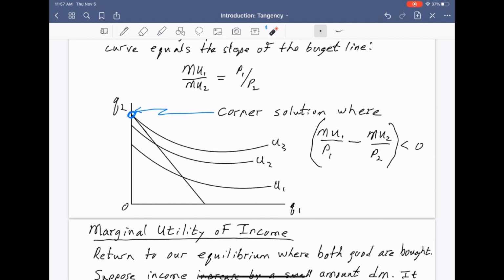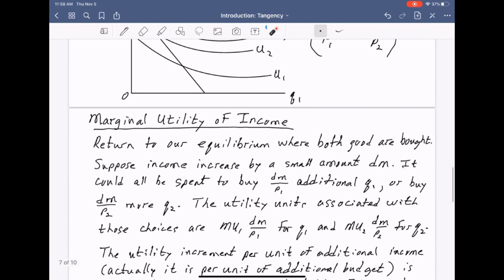So we can get a corner solution if the marginal utility of 1 over the price of 1 minus the marginal utility of 2 over the price of 2 is less than 0. This is the condition that comes about when you're at that particular corner solution. And we'll talk about corner solutions a bit later on in the course as well, because those are important and they have to be examined through what we call the Kuhn-Tucker conditions.